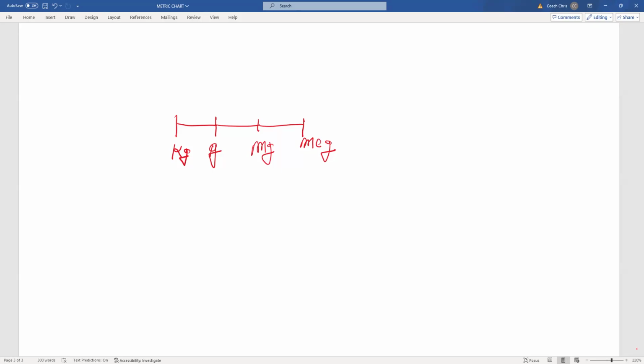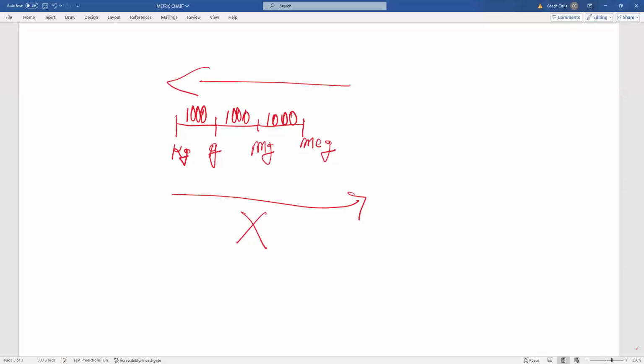So kilogram to gram, what do you have? You have 1,000. All right? Gram to milligram, all those family members were born 1,000 days apart. This is the story for this family. In that way, anytime your exercise asks you to go from left to right, you will multiply. And whenever you go from right to left, you will divide.